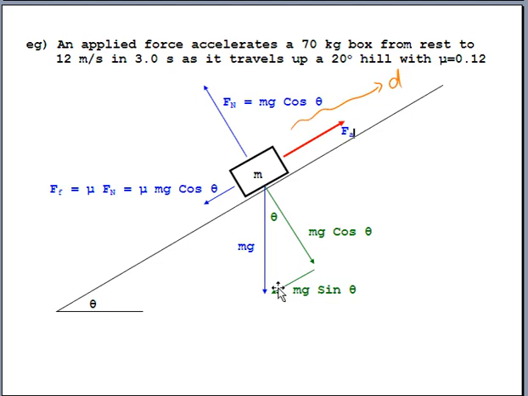Some people say, hey, let's just look at the mg sine theta. It's interesting, it kind of lines up with the hill. And don't worry about the mg cos theta because it's perpendicular, and when forces and displacements are perpendicular, they can do no work. And so some people say, let's look at this force, that displacement, and the angle's 180. And that works great.